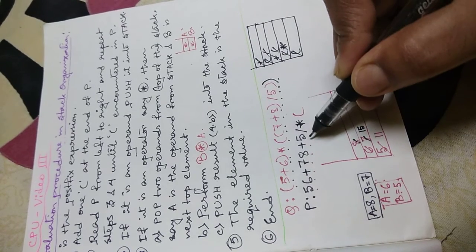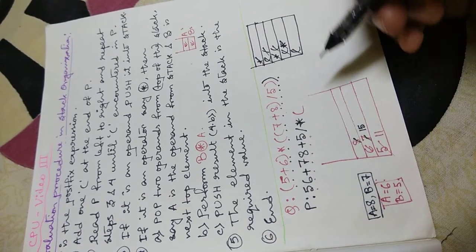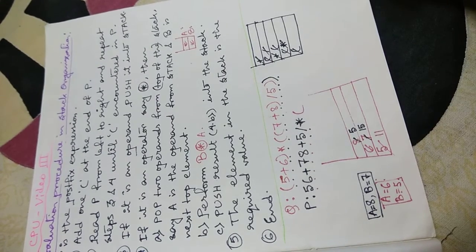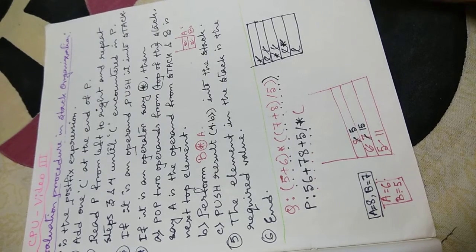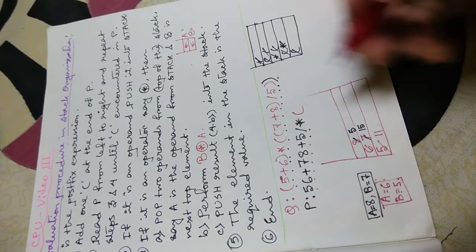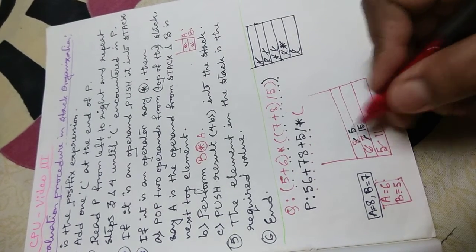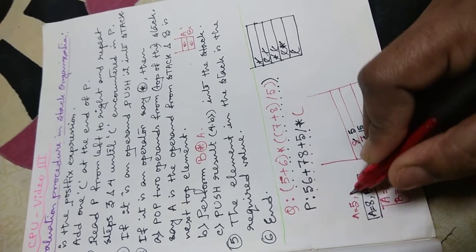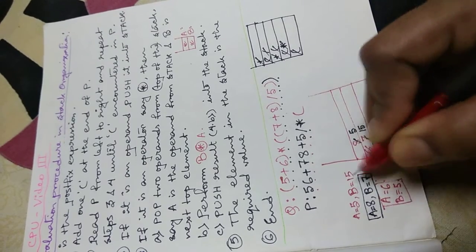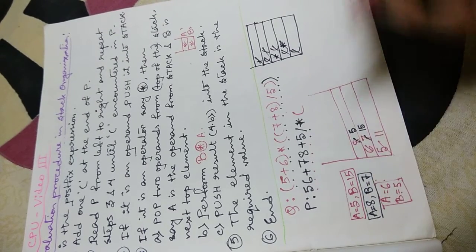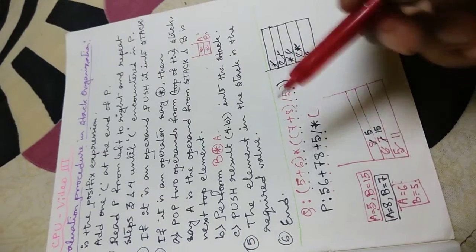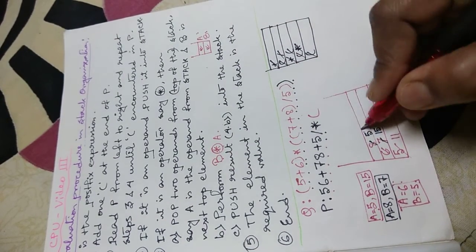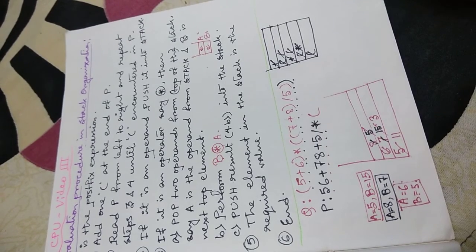Next we encounter 5. 5 is an operand, so push it into the stack. Next is slash, that is the division operator. Since division, A equal to topmost element is 5 and next top element B is 15. So we are about to perform B operator A, that means 15 by 5, that means 3. Now 3 is the topmost element.